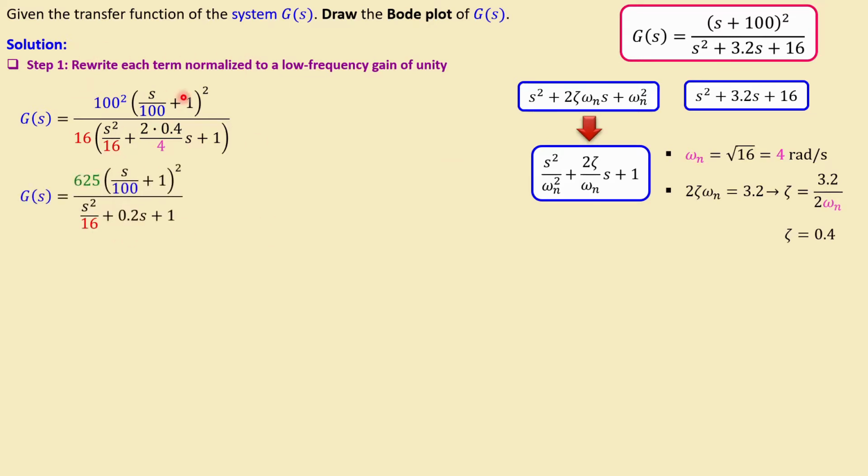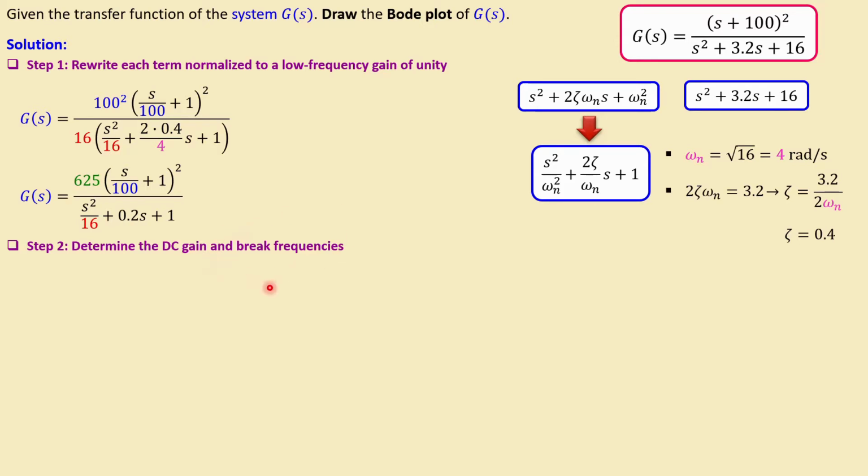Now we can simplify this, because 100 squared is 10,000 over 16, which will be 625, and the rest stays the same. Of course, this will also be 0.2. Now step 2 is looking at our DC gain, if there is any. Sometimes you don't have the DC gain, for example, if you have a pole at the origin.